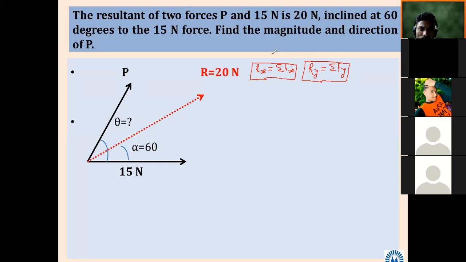If you are able to understand this, the problem is almost over. Nothing else is in this problem. Have you understood how it comes? Rx is equal to summation Fx. Because the definition of resultant itself is telling, converting many forces into one, which will have the same effect as those many forces. That is the meaning of resultant. Have you understood these two equations? Yes, sir.